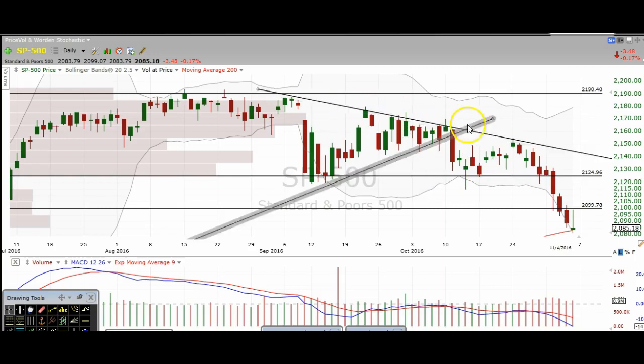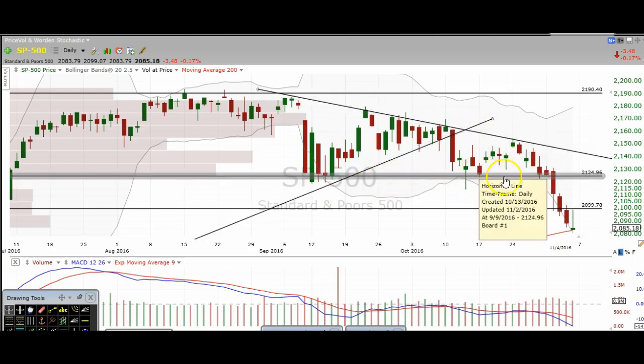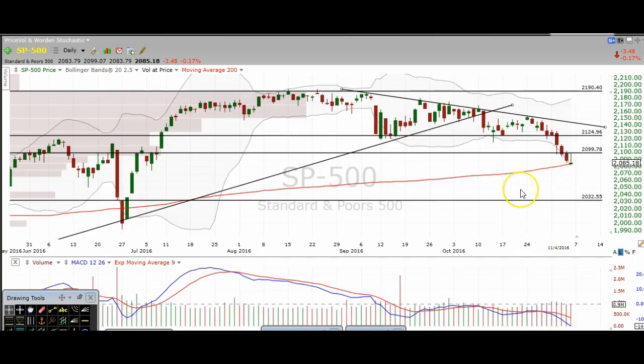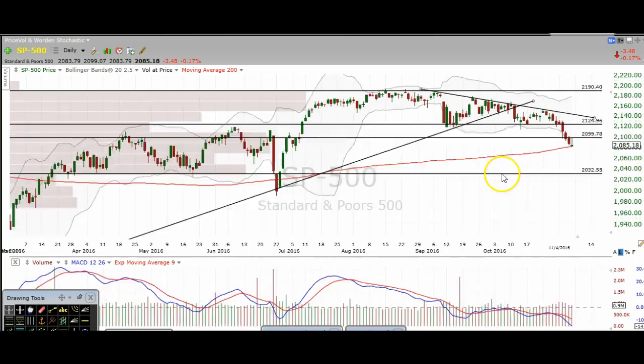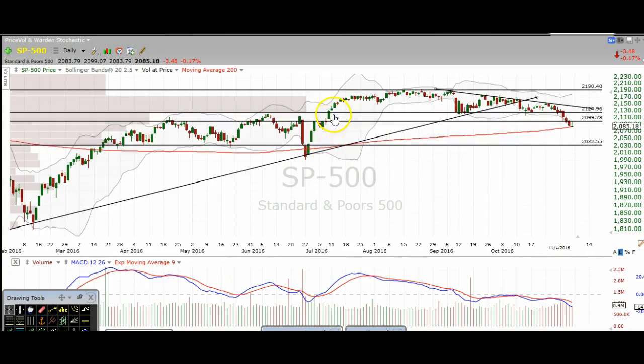So there's the descending angle right here, and there's the lower support line for that triangle, and we broke below it. It's a very simple and easy pattern to see here, okay? And another thing is we're below a bunch of levels. So we're below the 2100 level, we're below the 2125 level.